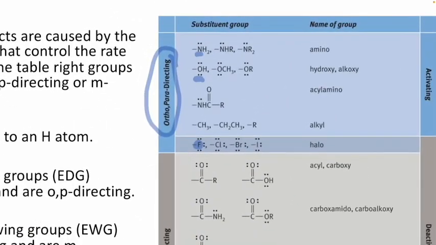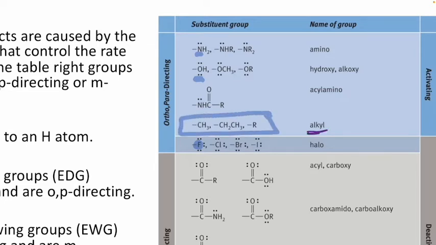All right, and then the last group that is ortho-para-directing, that's kind of an exception to that rule, are our alkyl groups. All right, so any sort of an alkyl group, however big or small, 1 carbon or 1,000 carbons, those will also be ortho-para-directing.